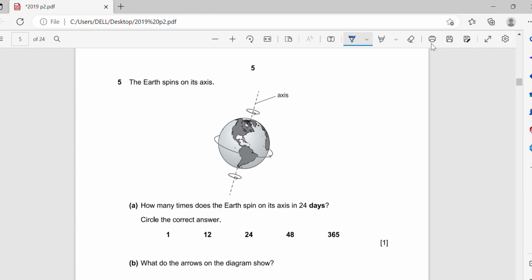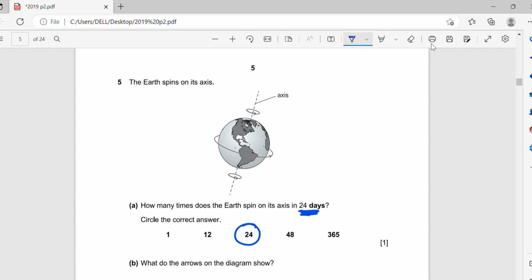Question number 5. The Earth spins on its axis. How many times does the Earth spin on its axis in 24 days? Okay, the Earth spins on its axis once in a day. So during one day the Earth spins once. Well, during 24 days, so 24 times.